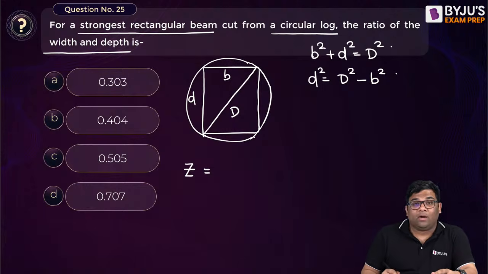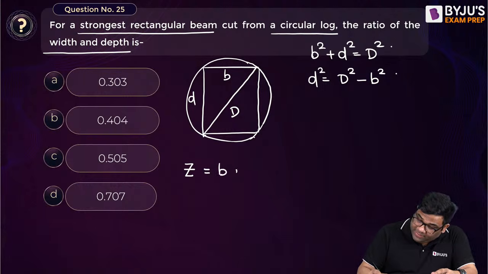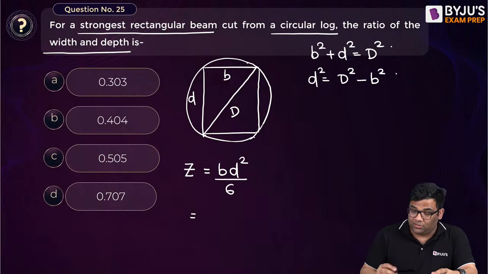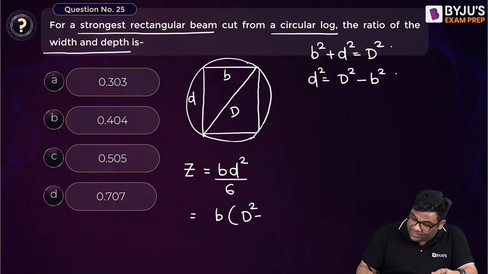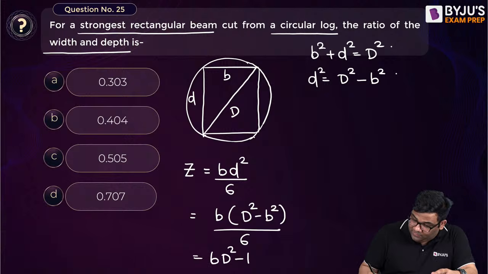So Z is equal to what? Z is equal to BD square by 6, yes, for a rectangular section. So in place of d square, I can write capital D square minus small b square, divided by 6. And that will give me what? BD square minus b cube by 6. Right?